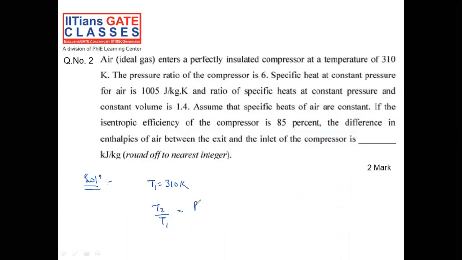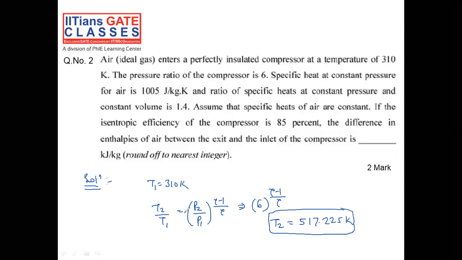T2 by T1, we know that it is (P2 by P1) to the power (gamma minus 1) by gamma. And we know that P2 by P1, that is the pressure ratio, is 6, raised to (gamma minus 1) by gamma. So if you calculate, you will get around 517.225 Kelvin. Now we got the value of T2.